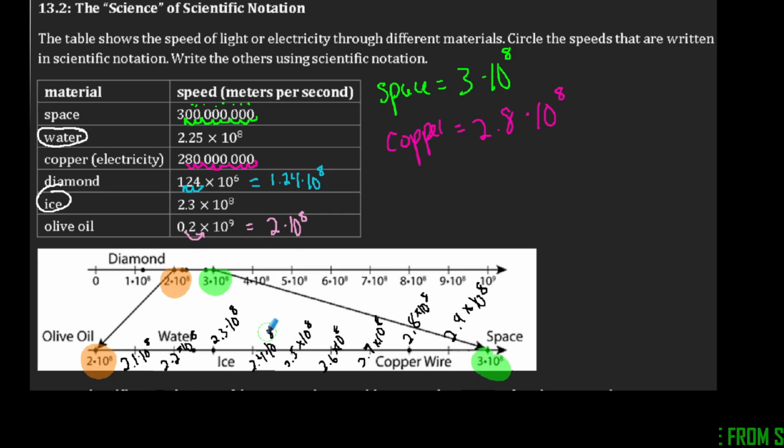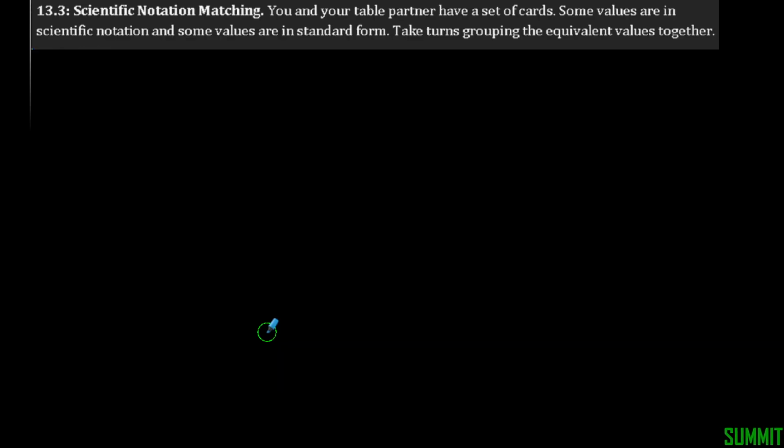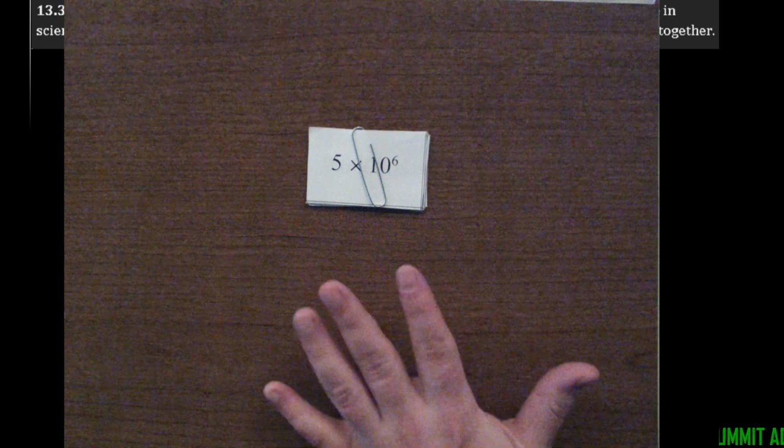So now moving to the next part. It says you and your table partner have a set of cards. And it says some values are in scientific notation and some values are in standard form. Take turns grouping the equivalent values together. So let me do this real quick to show an example. So you should have a set of cards like this.